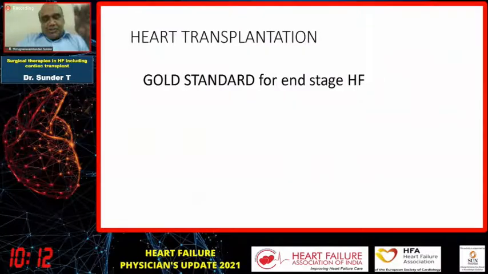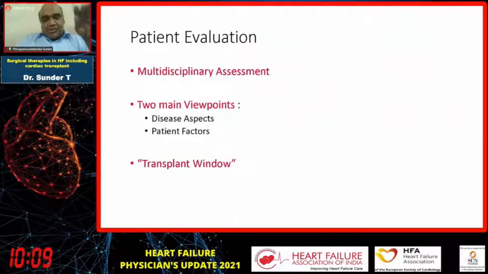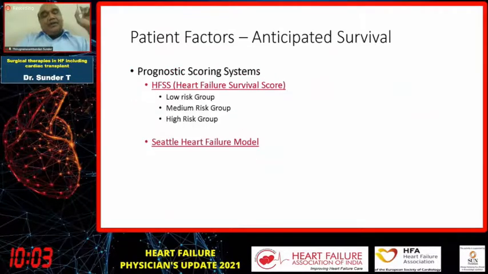It needs to be assessed by a lot of specialists, but there are two main viewpoints, the disease aspect and the patient aspect, and there is something called a transplant window. So you don't want to transplant a patient too early during the disease, so you think about a transplant only when all options have failed.